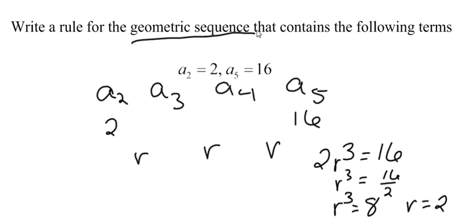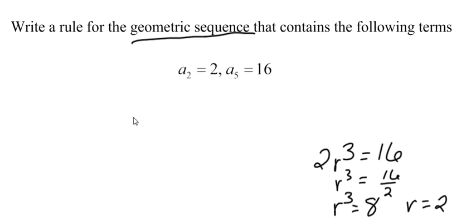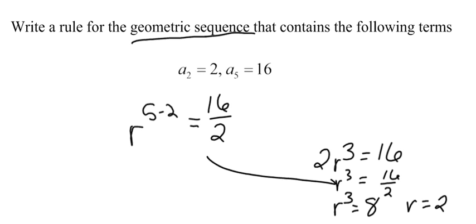If we look at that again in a different way, we see that our ratio to the 5 minus 2 power is equal to, well, what does a geometric sequence have? A ratio. What's a ratio? It's a fraction, 16 over 2. And you will see then that we will come in right at that step right there. So we figured out that our common ratio is 2.